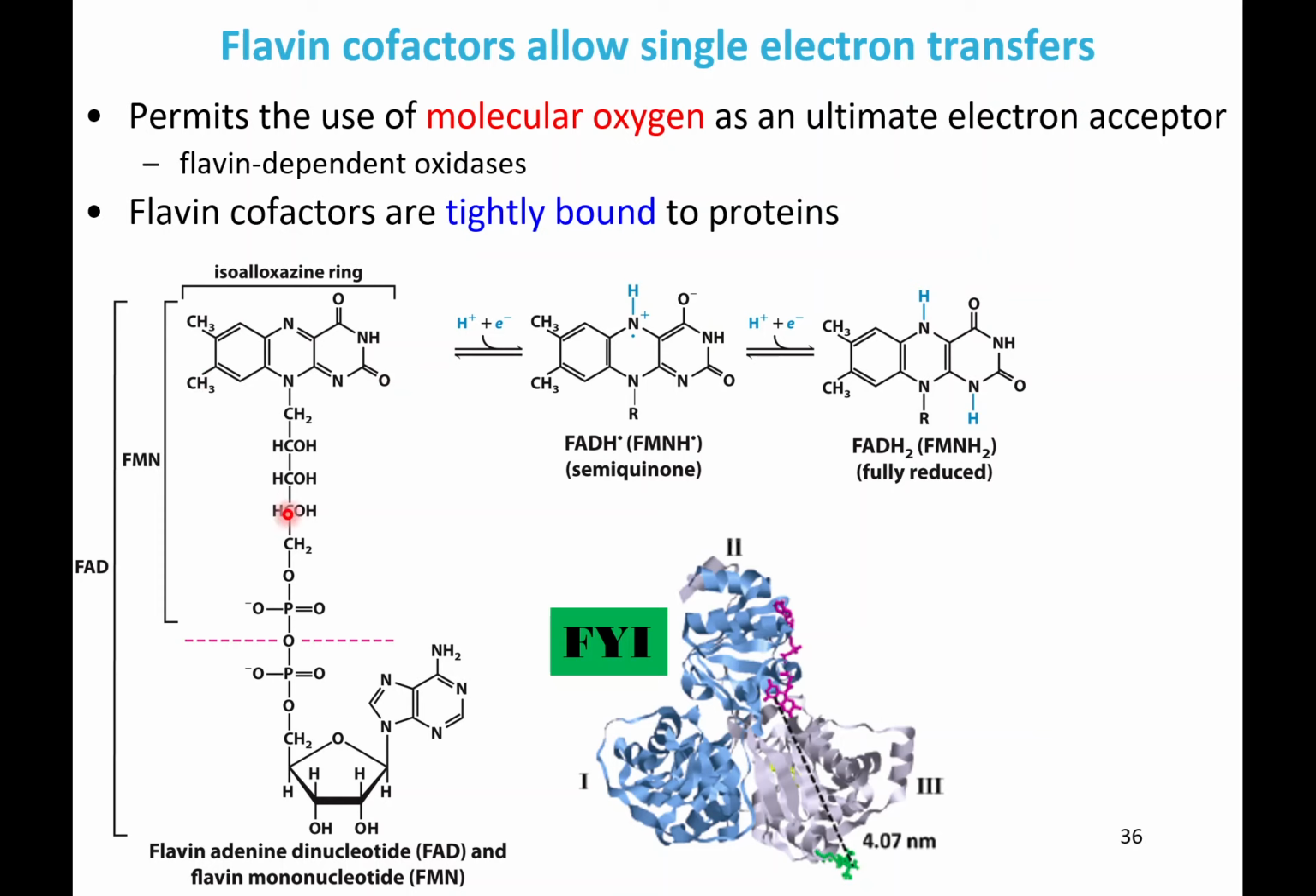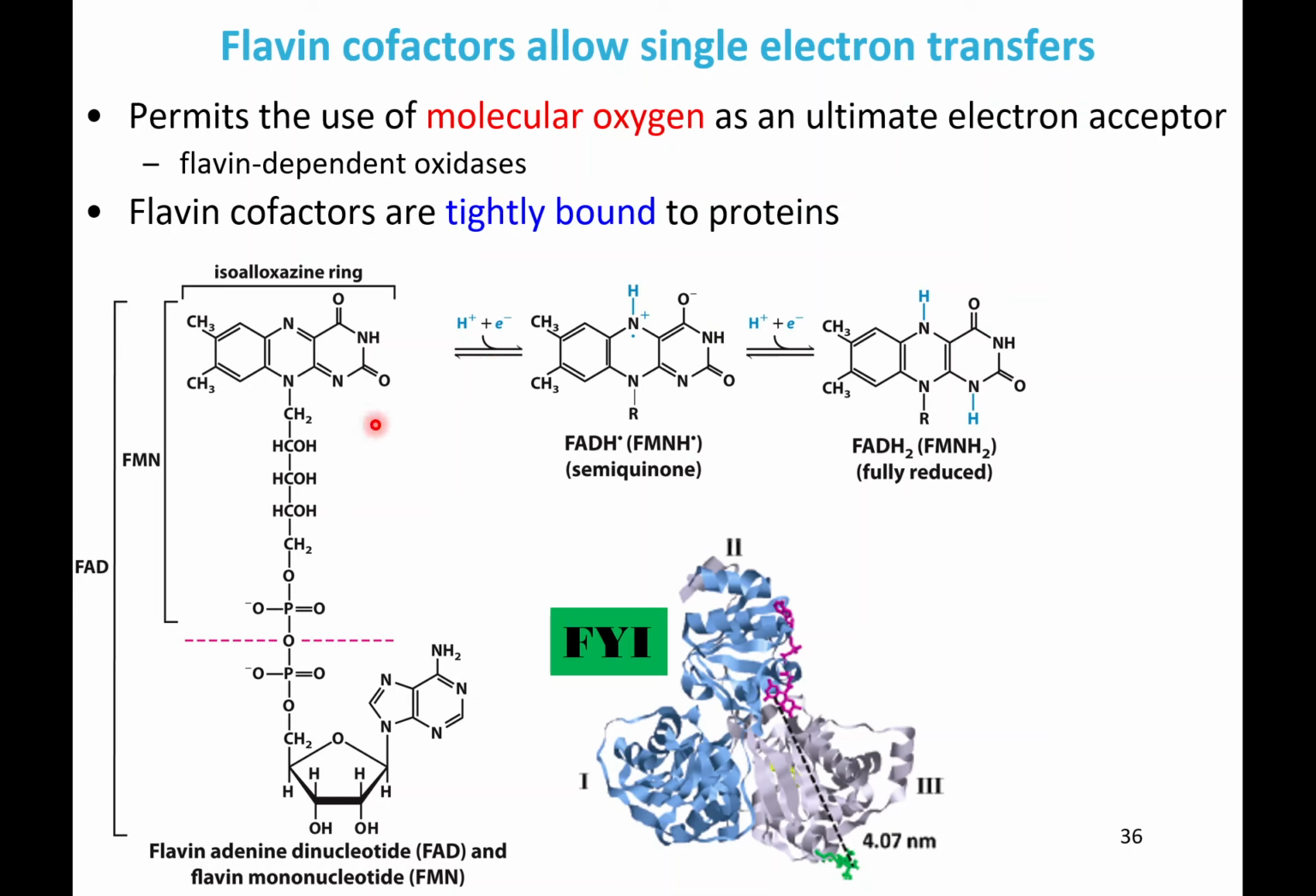You have that, then it's attached to a ribose sugar and a phosphate group. That's what we refer to as FMN, or flavin mononucleotide. When that is also attached to another phosphate and an adenine, right? So this is an ADP attached to that ribose. That's what we refer to as FAD, or flavin adenine dinucleotide.